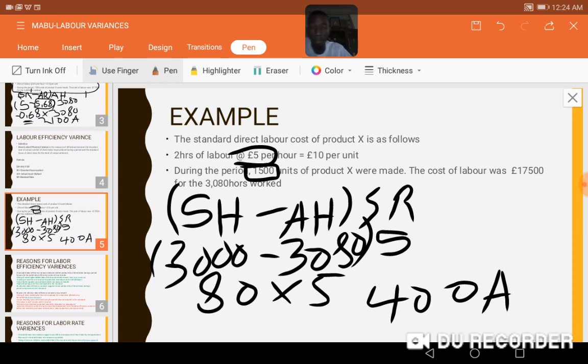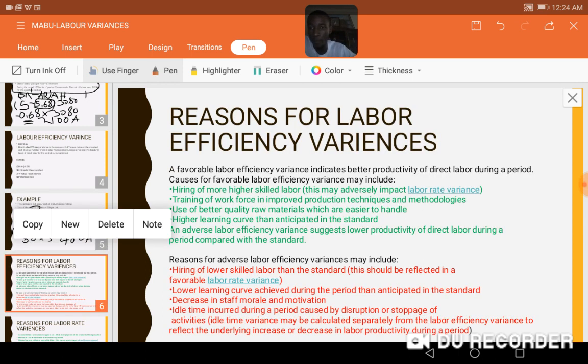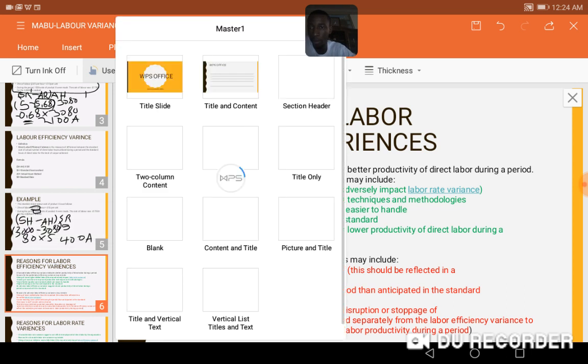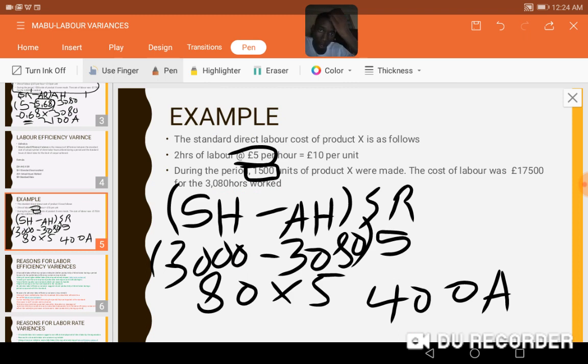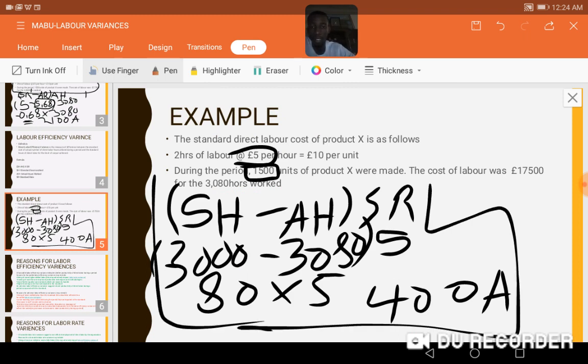And that's it with the variances for budgeting. Before we complete, we might be asked to calculate total variances. Total labor variance is going to be labor rate plus labor efficiency. Then you'll have your total variance figure.